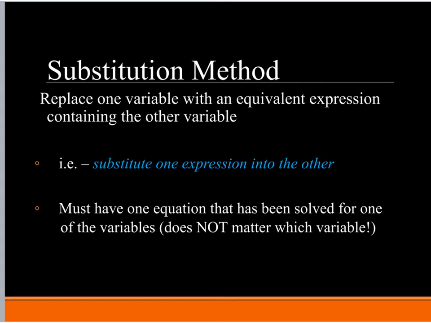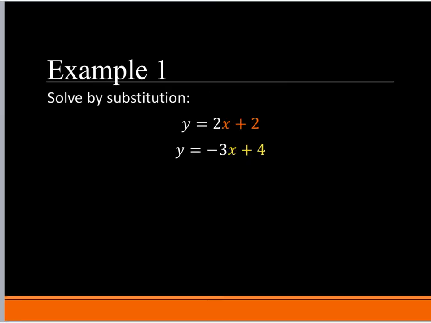In order to do this, we must have one equation that has been solved for one of the variables. In this case, it does not matter if you solve for x or solve for y. But remember, when we solve, it means we need to get x or y by itself. So it doesn't matter which one, it will work either way. You just have to have one variable by itself. So let's go ahead and take a look at a couple quick examples.